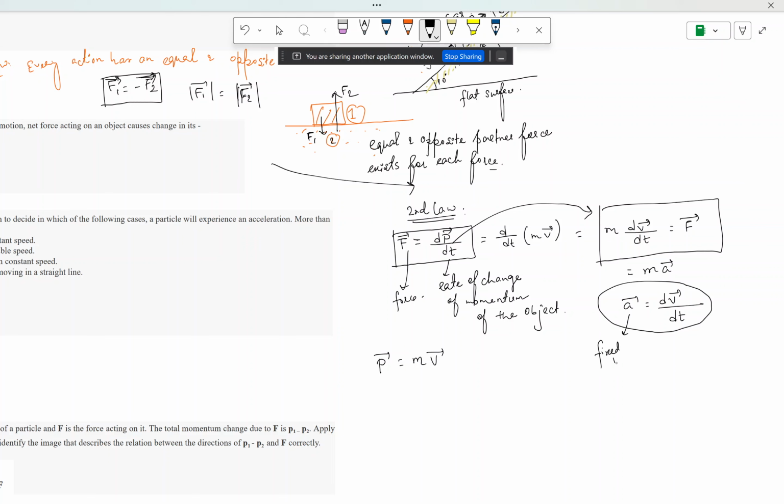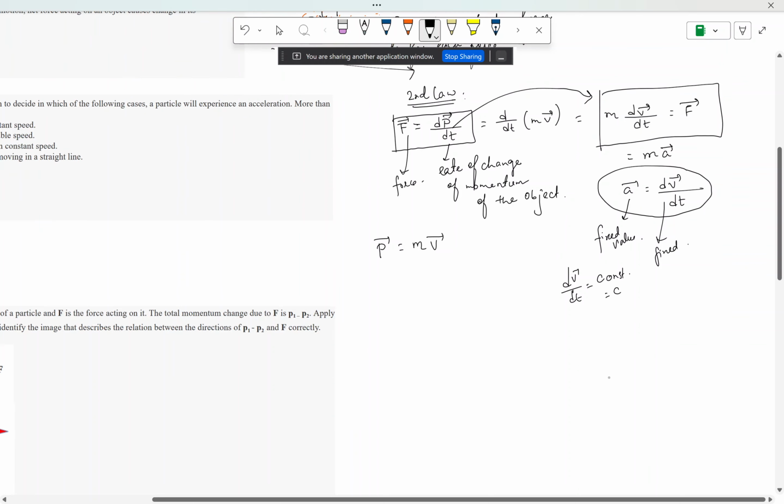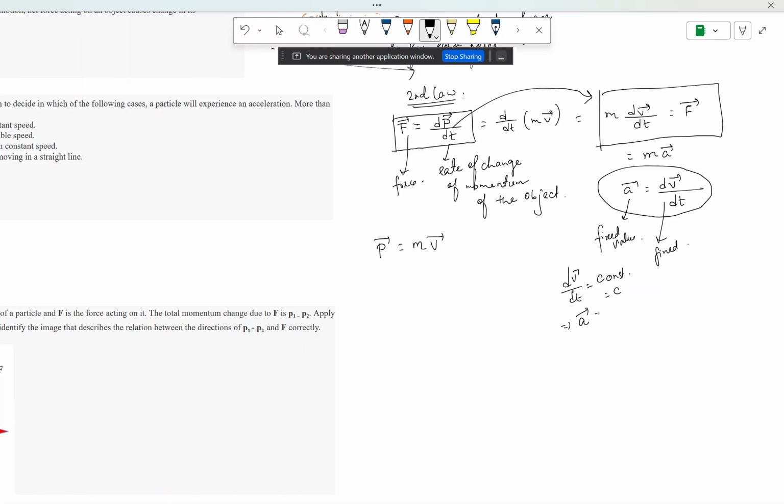Only dv/dt will be fixed. Okay, so that basically dv/dt is some constant value, let's say c, because the force is fixed. You are applying a force and you are causing a rate of change in velocity, either an increase or a decrease in velocity, but that rate of increase or decrease is constant, or dv/dt is constant. That means the acceleration a is constant. The only thing that is changing is v, because v is now c times dt.